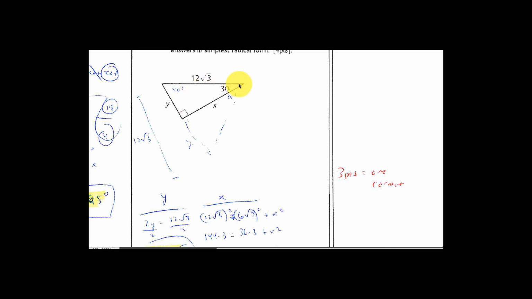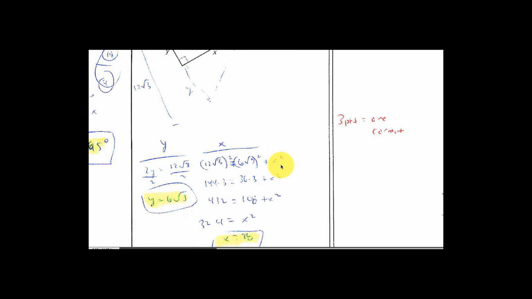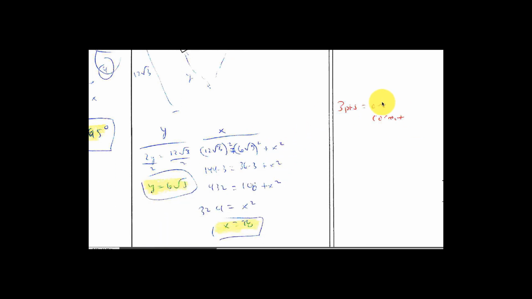You could have also drawn the equilateral triangle to recognize that all the sides are 12 radical 3, and half of 12 radical 3 is 6 radical 3. That would have given you that one, and then you could have also done Pythagorean theorem, right? This squared plus this squared equals that squared to get x. If you got one of those problems correct, I gave you 3 points.